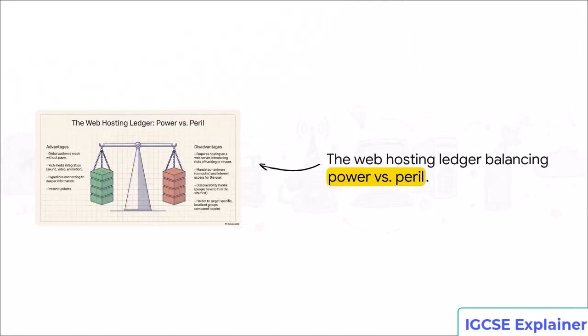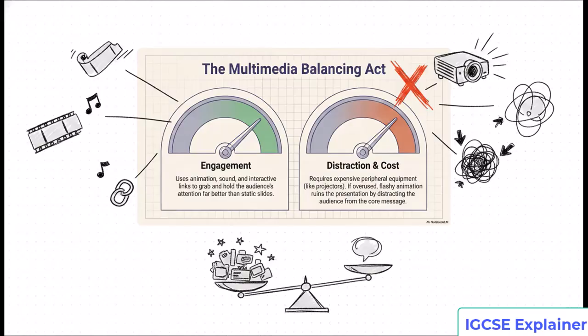And this brilliantly illustrates that delicate balance of power versus peril. On one side, you have the heavy-hitting power of global reach and multimedia. On the other, the strict hardware needs and those security headaches. But I really want to point out one specific peril here: the discoverability hurdle. Unlike a physical poster hanging up in your local coffee shop where everyone walking by sees it, the internet is endlessly vast. For a website to actually work, people have to find it first. Honestly, targeting specific local groups online can suddenly be way harder than just handing someone a physical flyer on the street.